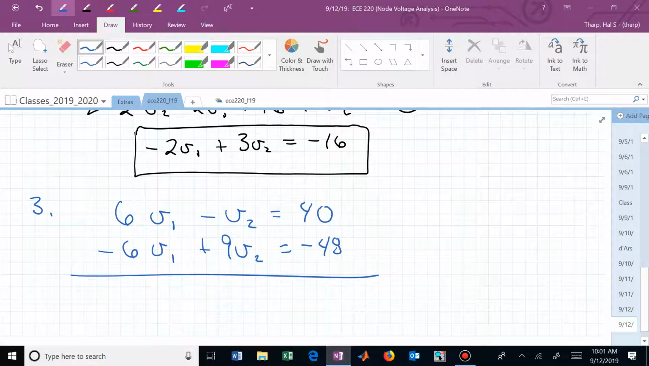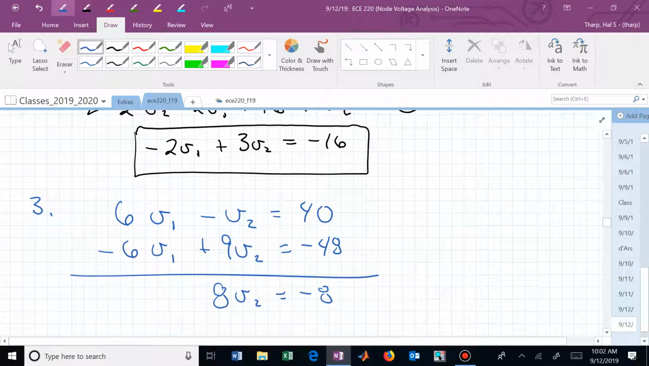Now I've got two equations, two unknowns, and I've rewritten it. I didn't change anything by multiplying everything by the same number. I can now combine those, and I have 8V2 is equal to minus 8. Wow, that was easy. V2 is actually minus 1 volt relative to that reference node.